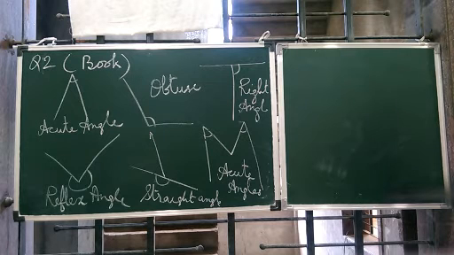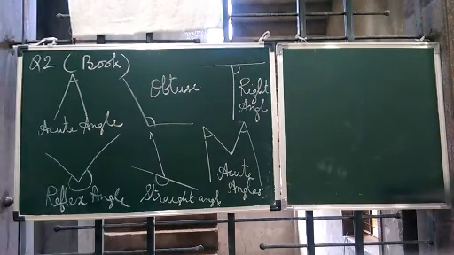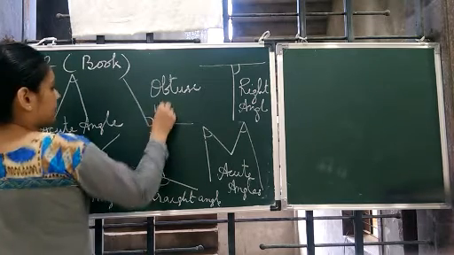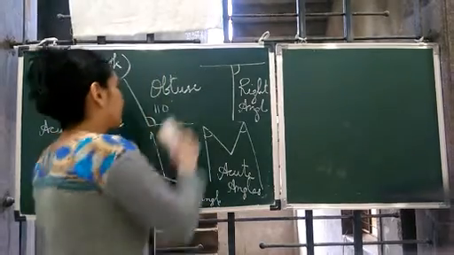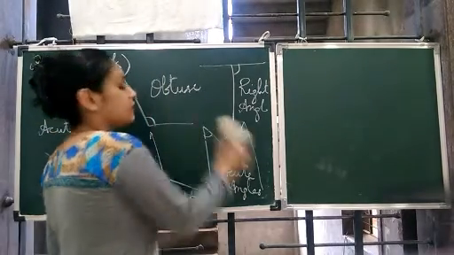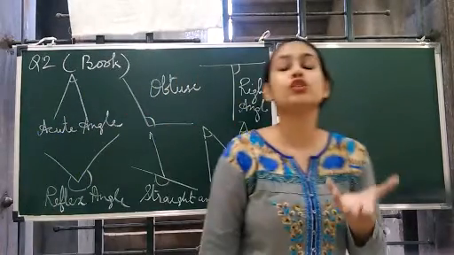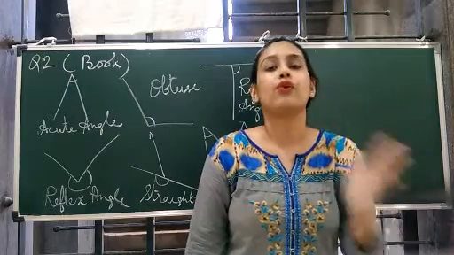Now we are going to start the next part of this chapter, that is measuring of an angle. How do you know that the measure of this angle is 110? Suppose it is 110. How will you know? You will find out with the help of a protractor. There is a device, you can say, or an instrument which is used to measure the angles, which is known as what? A protractor.